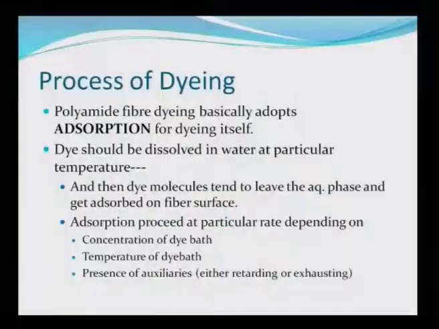So, the process of polyamide fiber dyeing basically adopts adsorption, with the help of adsorption on the fabric surface. Dye should be dissolved in water at a particular temperature, and then dye molecules tend to leave the aqueous phase and get adsorbed on the fiber surface. So, you see that it is just a function of the surface. Adsorption always takes place on the surface. So, the first thing that must happen is the adsorption of the dye.